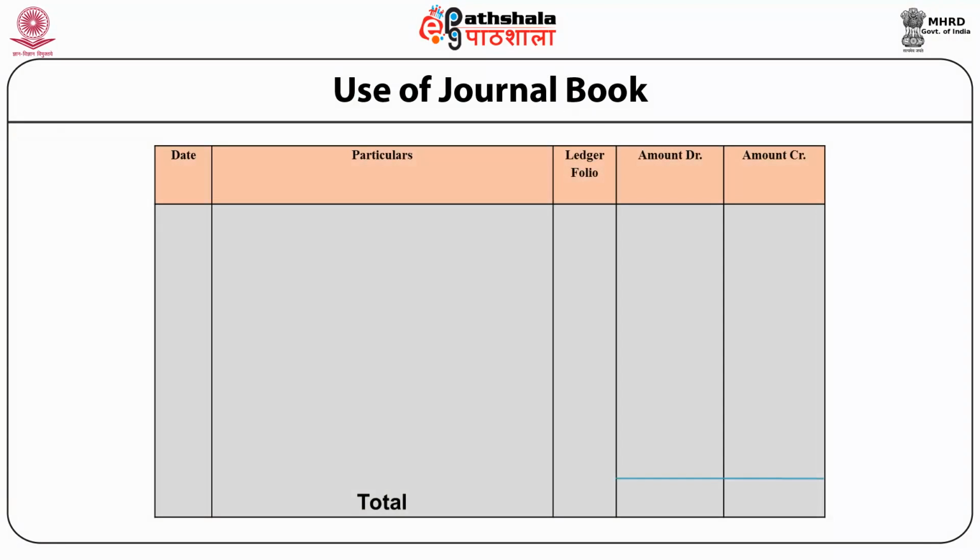This is the journal page, how it looks. As we have already discussed, it starts with the date, then particulars, then ledger folio, then amount debit and amount credit, and at the end of the page there should be a total, and both column totals should be equal.